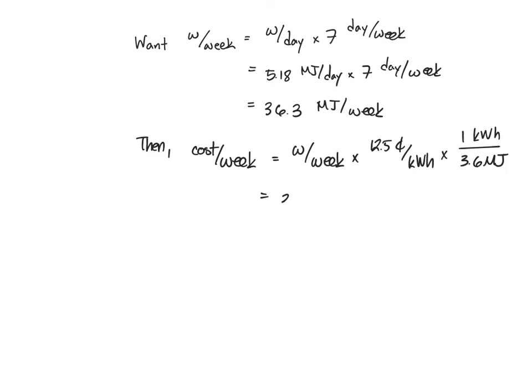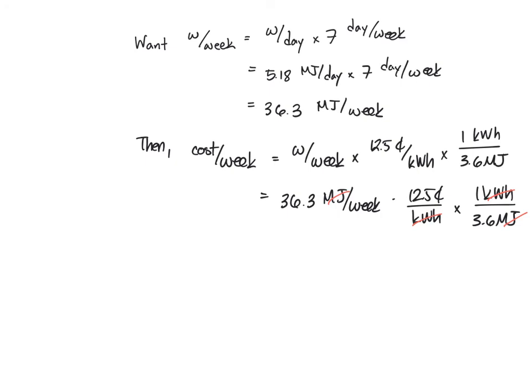Performing that multiplication out, we get 36.3 megajoules per week times 12.5 cents per kilowatt hour times 1 kilowatt hour divided by 3.6 megajoules, and we can see that megajoules and megajoules cancels, kilowatt hours cancels, leaving back cost per week, which is going to work out to be 125 cents every week, or $1.25 per week to run that lamp.